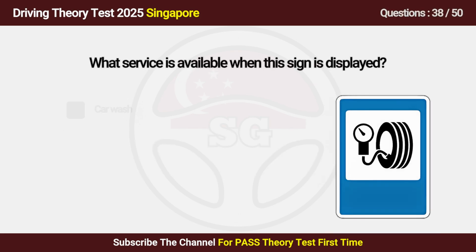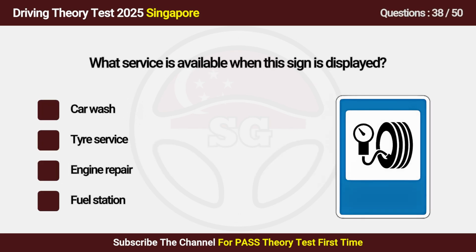Question 38. What service is available when this sign is displayed? A. Car wash. B. Tire service. C. Engine repair. D. Fuel station.